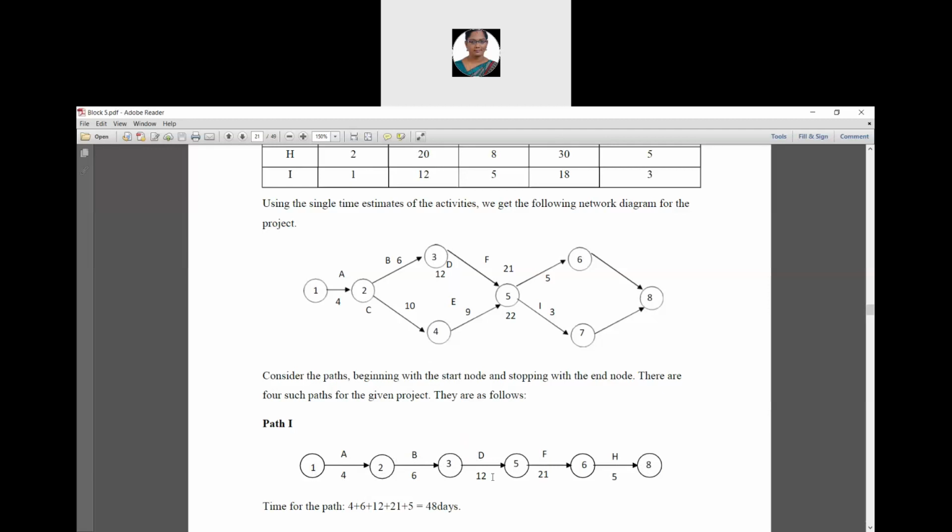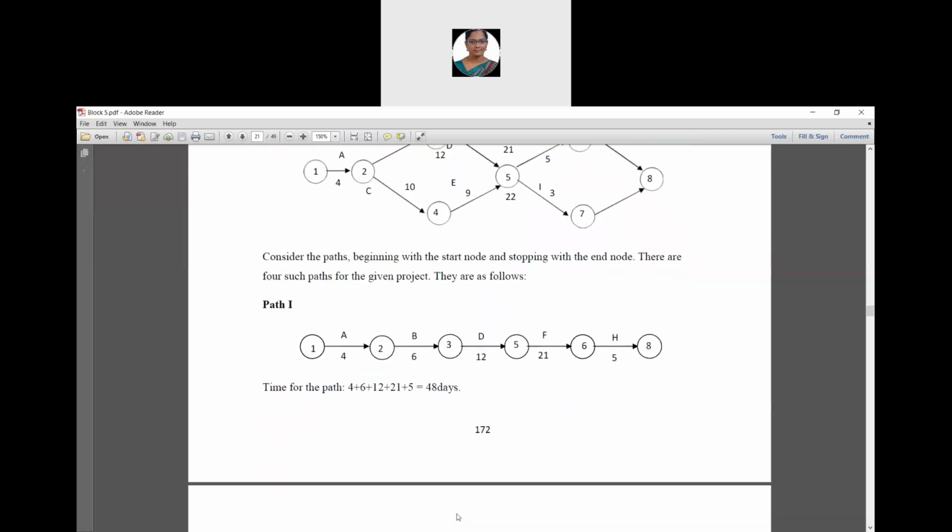And 5 to 6 has an activity F and its corresponding time duration value is 21. And 6 to 8 has an activity H and its corresponding time duration value is 5. So the time for this path 1 is 4 plus 6 plus 12 plus 21 plus 5. It is 48 days.